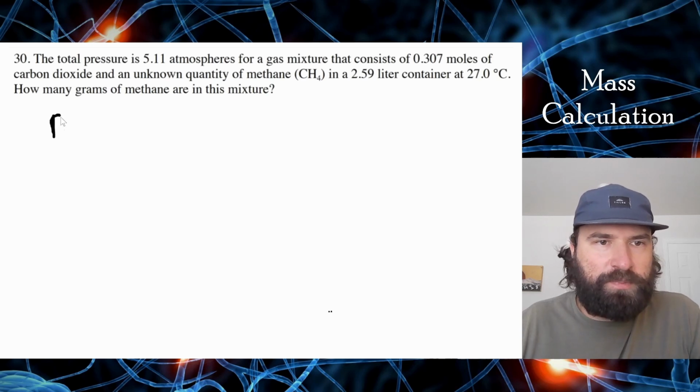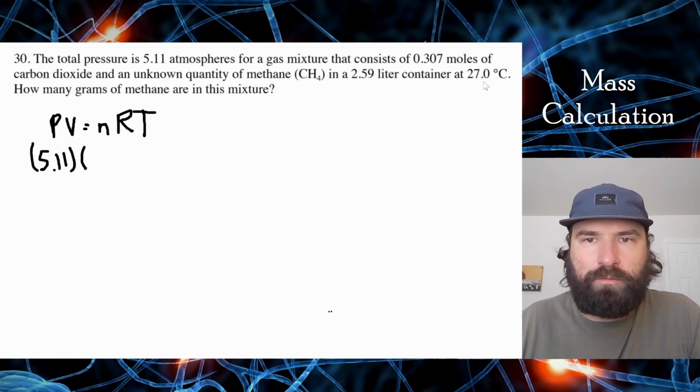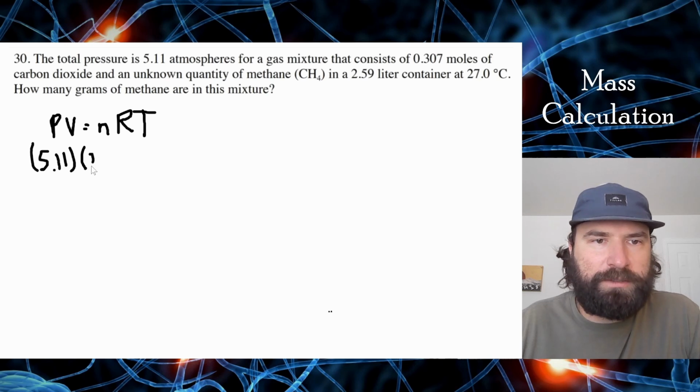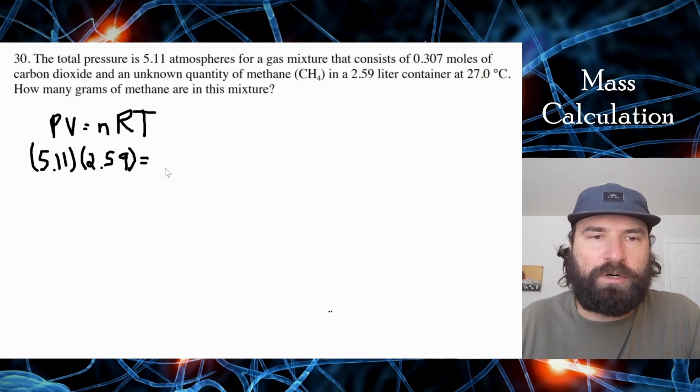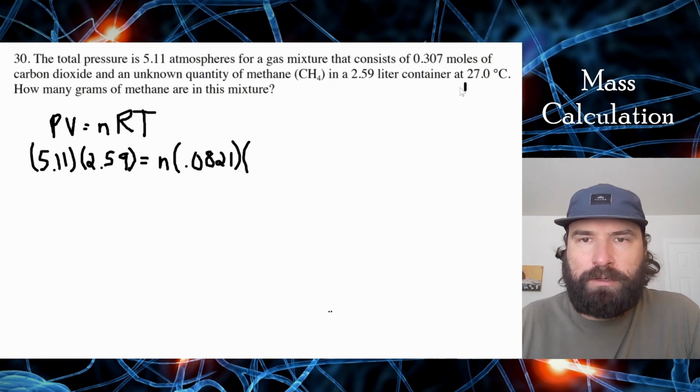So again, we're going to use PV equals nRT. We're given that our pressure is 5.11. Our volume is 2.59 liters. Again, we're trying to figure out how many total moles are in the system, so that's going to remain n. We're using our R value for atmospheres, which is 0.0821. And then we need temperature, but we need temperature in Kelvin. We're in Celsius right now, so quick change over to Kelvin. We just add 273 to our value. It's going to give us a nice round temperature of 300 degrees Kelvin.